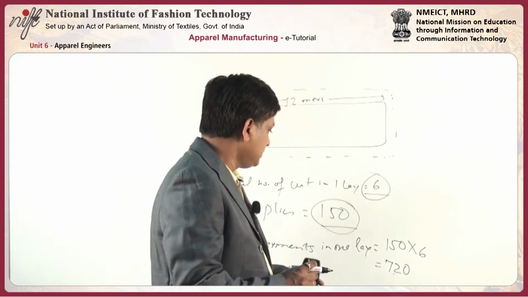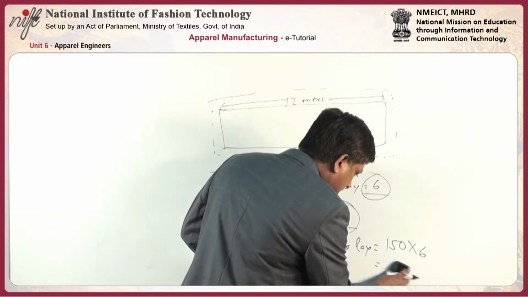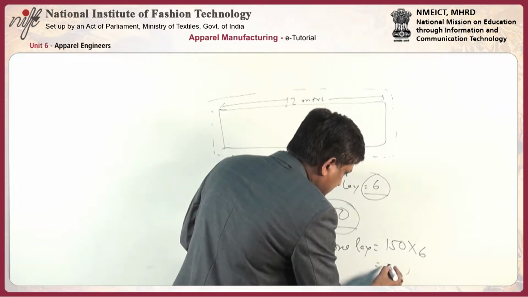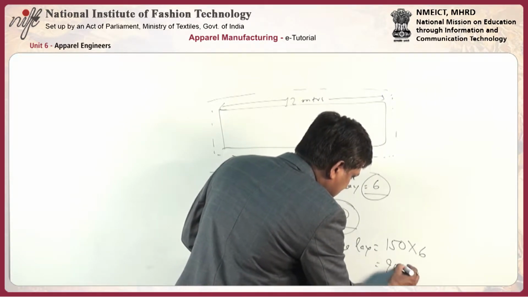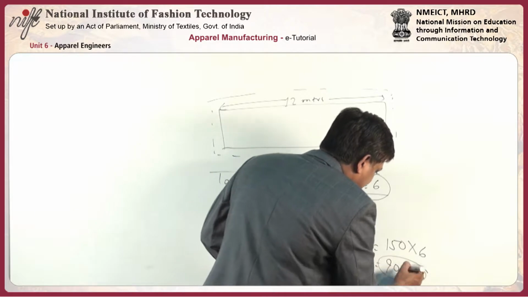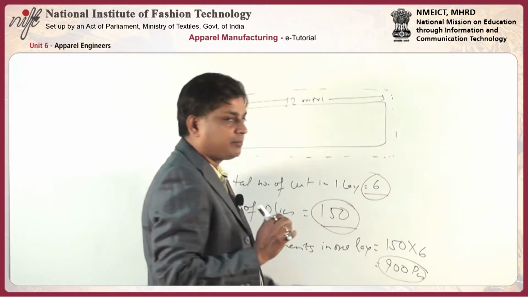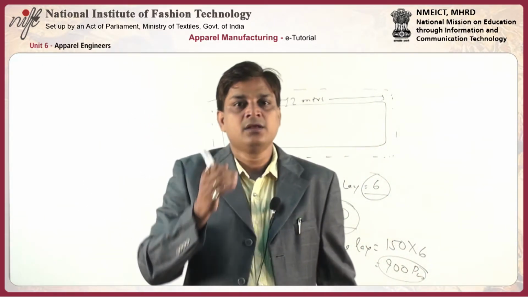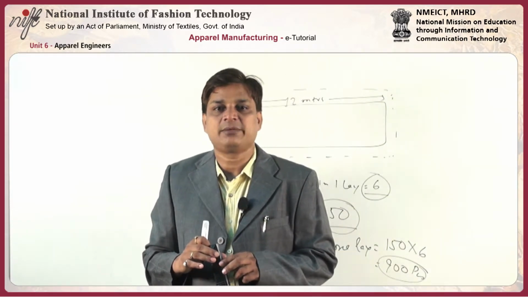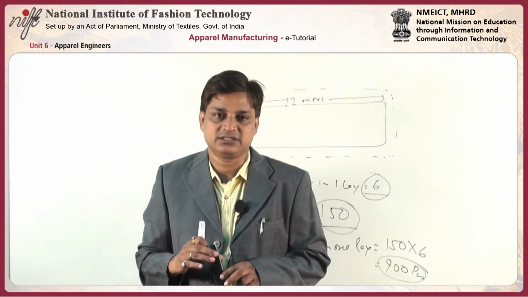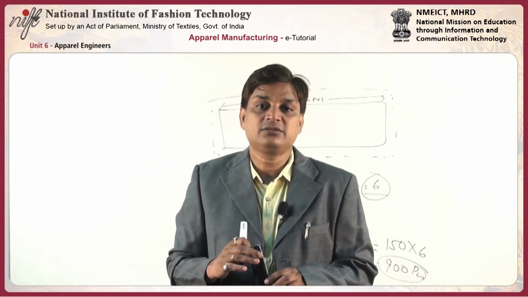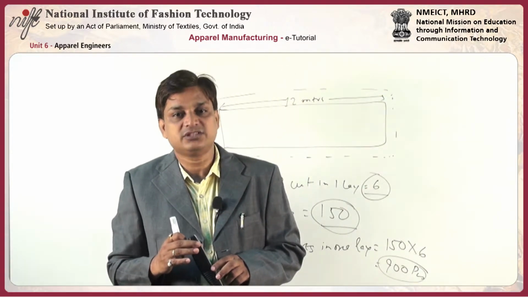We are talking about the 6 ways. Some calculation has to be corrected. 900 pieces can be cut in one particular lay. So the total number of garments that can be cut in one lay is 900 pieces. Then the important thing to consider is the ratio of solid to check.